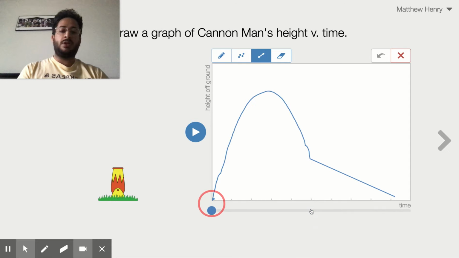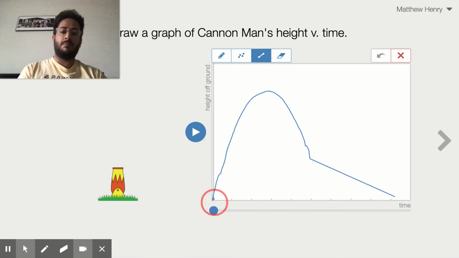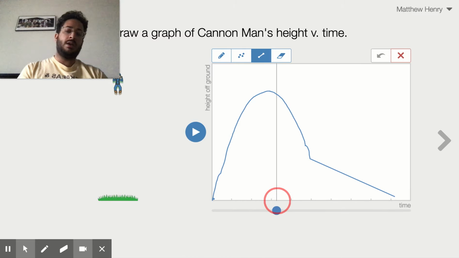Up until then, we would say that his speed is nonlinear, right? The speed is changing. At some points, he's going very fast, and at some points, he's not going very fast at all. Like at the top here, you can see he's barely moving.